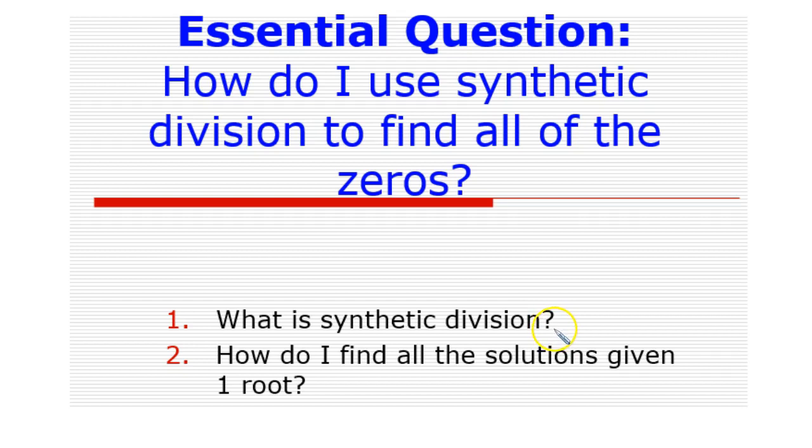First, we want to review what synthetic division is. That's our first goal today. Then we want to talk about how to use synthetic division to find all the solutions if we're given a root or two. If we know one of the zeros or roots, or maybe more than one, can we use that information and synthetic division to find other roots or solutions?